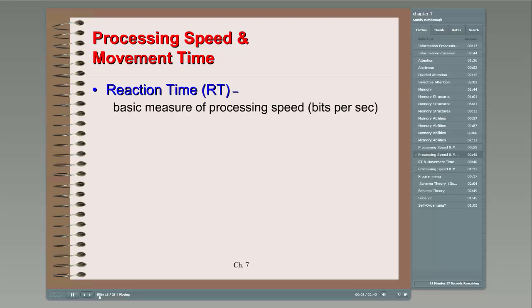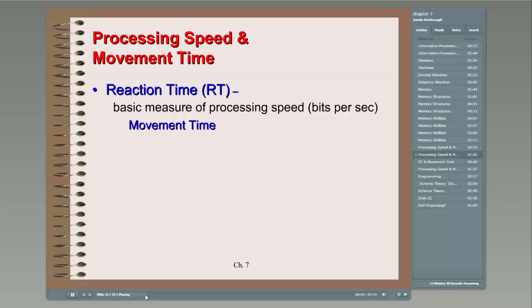Reaction time is the basic measure of processing speed. Sometimes we can talk about it in terms of the way we would think of a computer. How many bits of information per second are you processing? So reaction time is simply the time that elapses between the presentation of a stimulus and the initiation of a response. So from the time a gun goes off for a sprint until the mover or the runner initiates his movement is the reaction time.